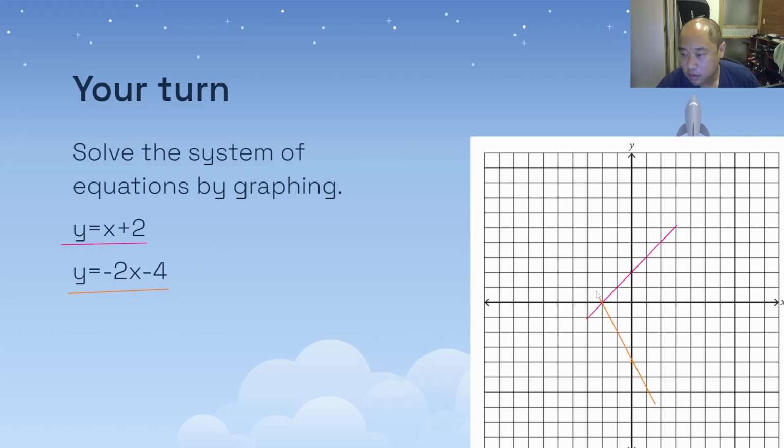So there we have it. These two meet right here, which is 0. I'm sorry, nope, that's not right. Negative 2, 0. That's this coordinate right here. And that is now solved.